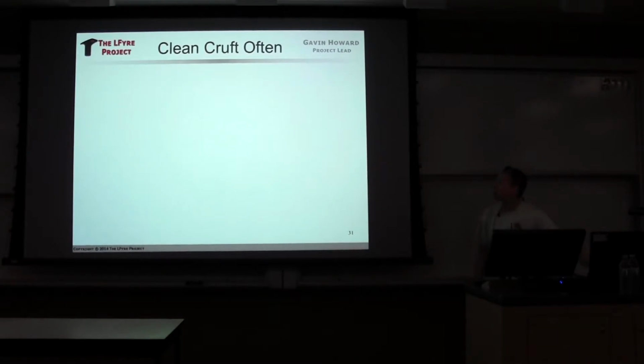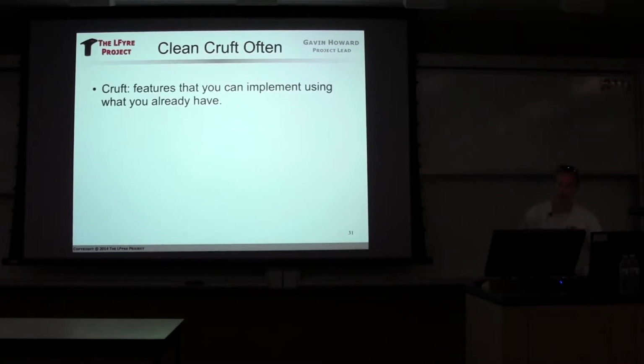Okay. Clean Cruft often. This kind of goes back to the last one too. Sometimes you'll add a new feature and you realize it's more orthogonal than one you previously added and they overlap. So Cruft is features that you can implement using what you already have. The last one was about making sure you didn't add Cruft. This one is about taking it out once you get it. They're both important because you will get Cruft because you make mistakes. So you get rid of it, especially before you set it in stone.